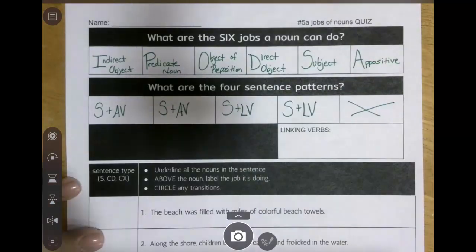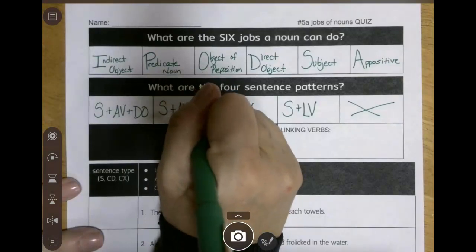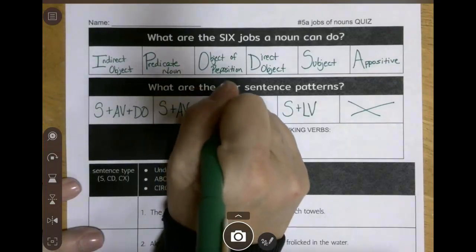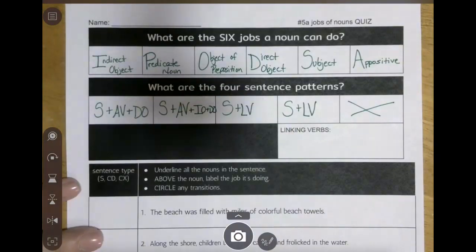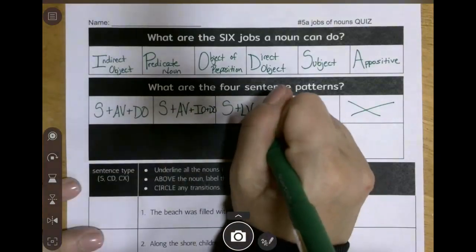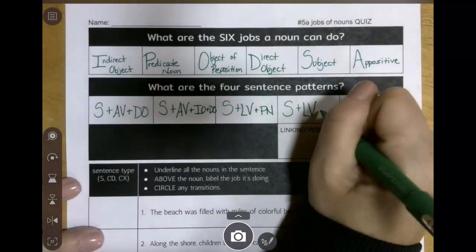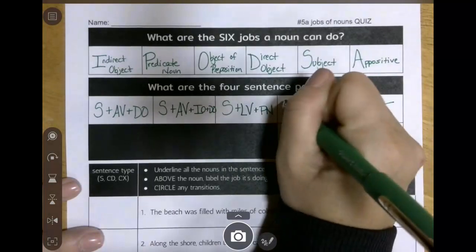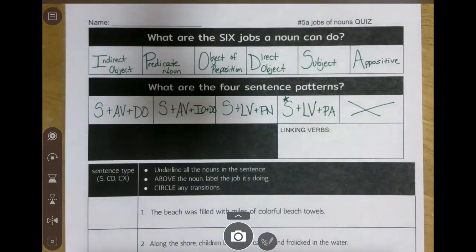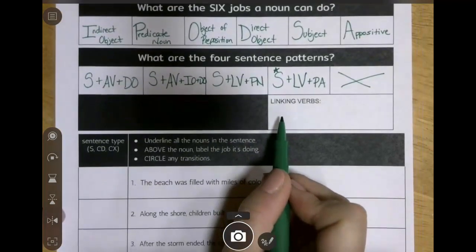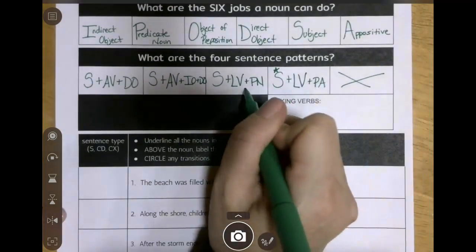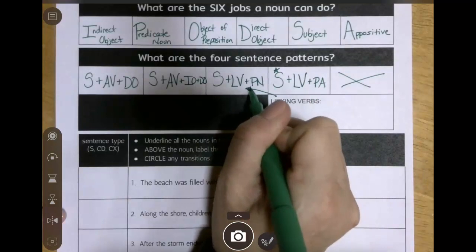So there's subject plus action verb plus direct object. And then with the direct object, if you have more words in between, you could have an indirect object. And then subject plus linking verb plus predicate noun. And then the only sentence pattern that does not go with nouns is predicate adjectives. So there aren't going to be any on this test because we're only working with predicate nouns. And then we didn't grade you, but we asked you to put your linking verbs there because that's going to help you in recognizing these sentence patterns.